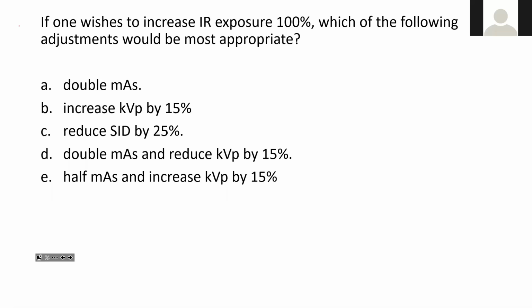Now, this is just the backwards one of the other one. If one wishes to increase IR exposure 100%, which of the following would be most appropriate? Double your mAs.